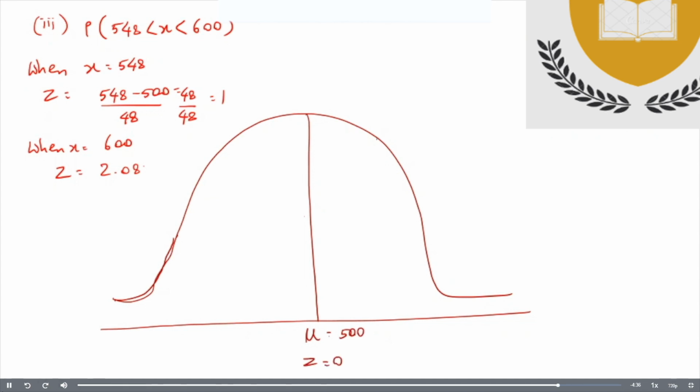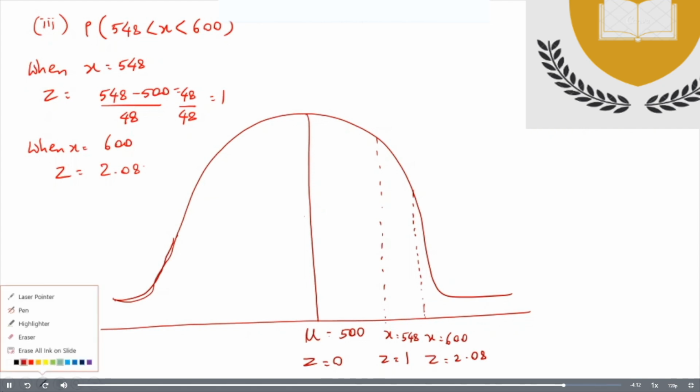Now here I will draw 548. X is 548. I'll draw here. At that point z is equal to 1 and x is equal to 600. There are two values here. I will draw both. I am plotting both. X is equal to 600. At that point z is equal to 2.08. Now look at this carefully and tell me where is the required region which I have to shade.